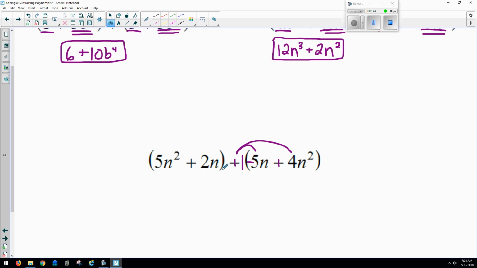And now I'm going to continue with what I did in the first two examples. So I'm looking for any n squared term. That's right here. So I'm just going to combine those coefficients. So 5 plus 4 is 9n squared. I have 2n and negative 5n, so that becomes minus 3n. And that's it.